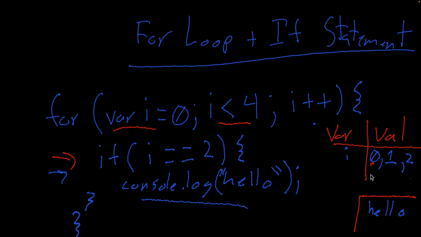So now we increase i again. Let's increase it to 3. Is 3 less than 4? Yes, 3 is less than 4. So then we go in here and we read if i is equal to 2. i is not equal to 2. It's above 2, right? It's higher than 2. It's 3. So then we don't do this. And then we increase i again. So now it's 4.